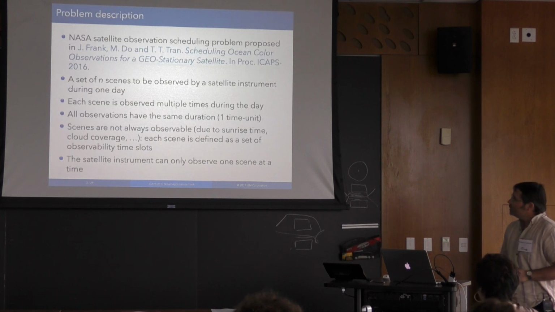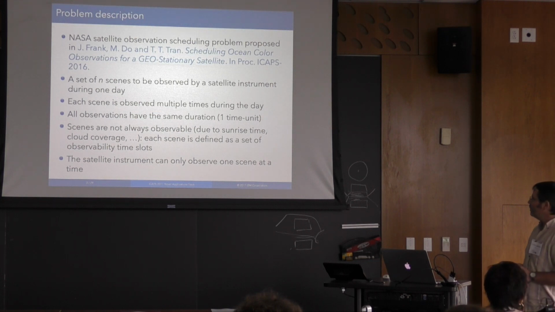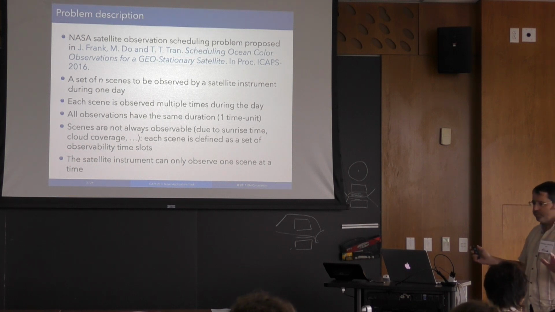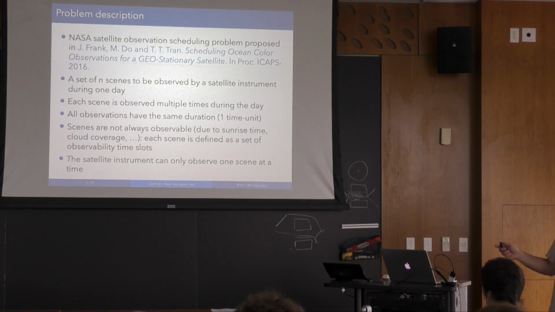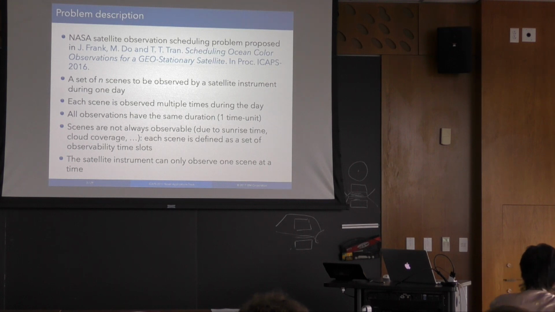Okay, so the problem itself was proposed last year at ICAPS by Jeremy Frank and some of his colleagues. It's a satellite observation scheduling problem. To summarize, it's pretty simple actually to understand: you have a set of scenes to observe by some instrument in the satellite during one day. You have n scenes to observe. Each scene is observed multiple times during the day.